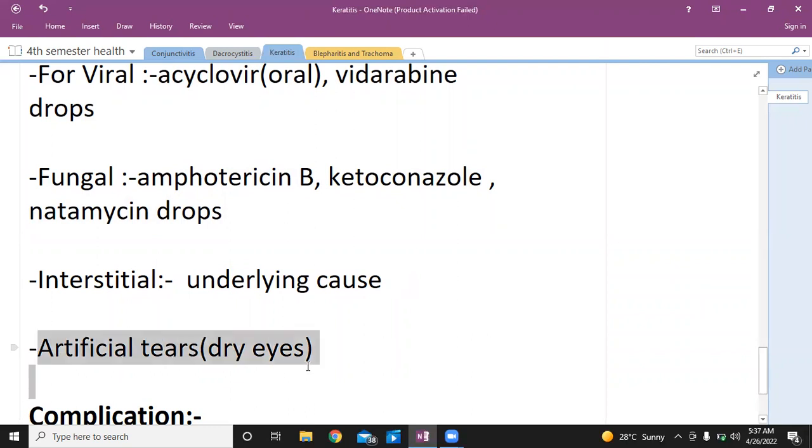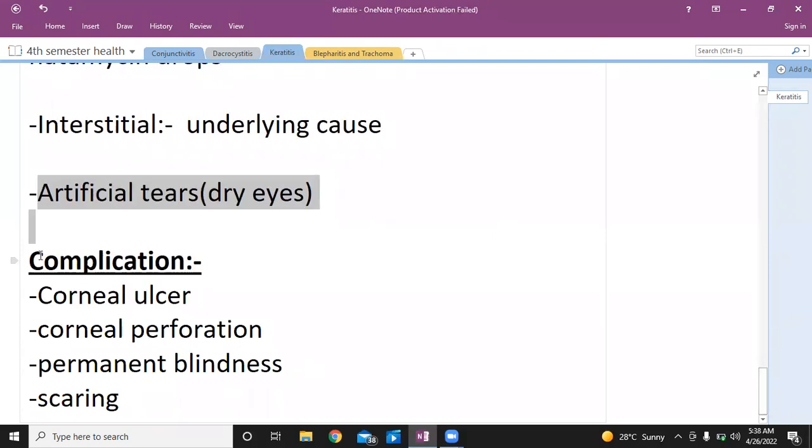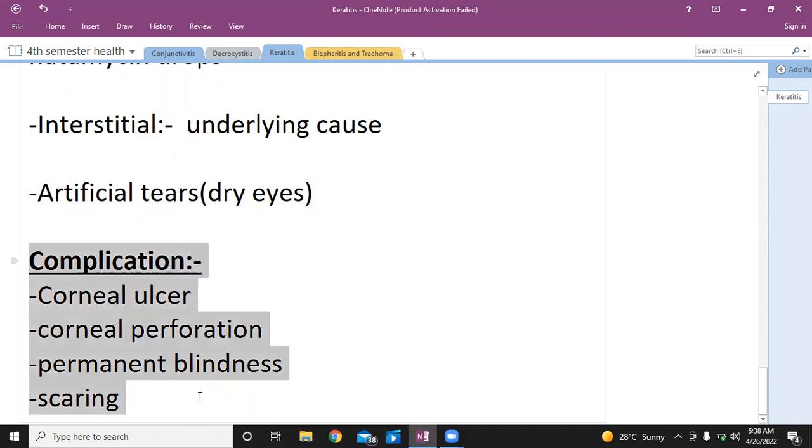Artificial tears are used everywhere. Not a bad thing to use. Okay, so the one thing which needs to be discussed and looked after is complication of keratitis. So complication is very much important.